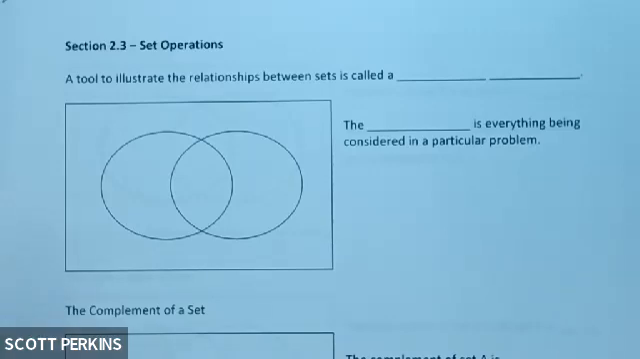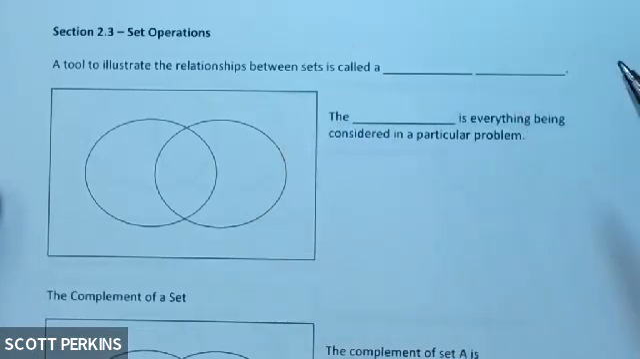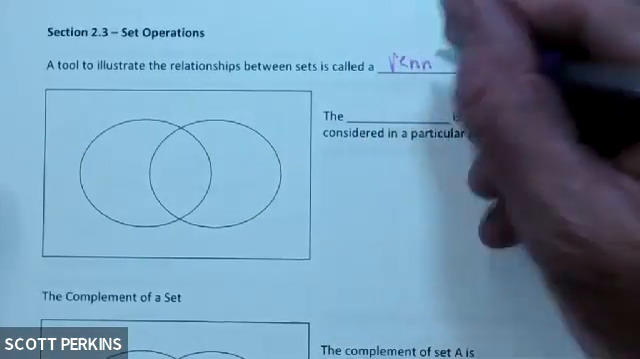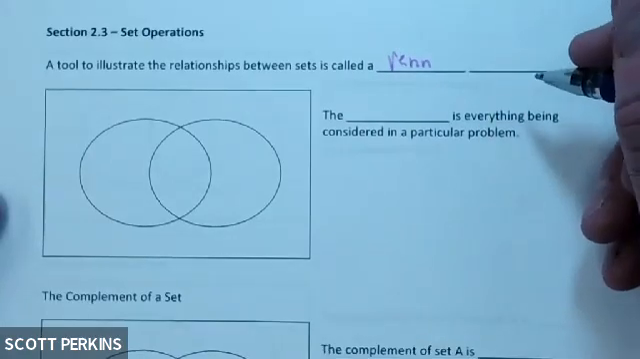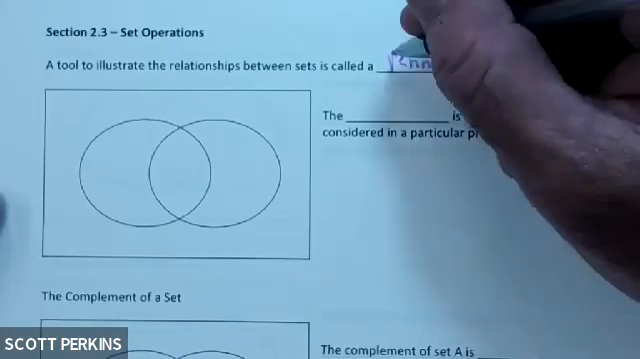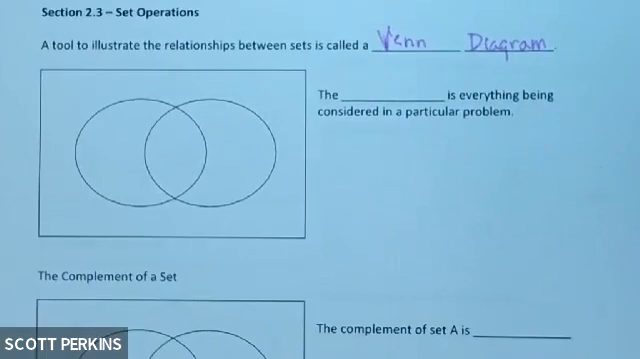And so in order to do these operations, we use a tool, and you can see a bunch of them on the sheet that I gave you. A tool to illustrate the relationships between sets is called a Venn diagram. Okay, the word Venn has two N's, and then diagram. Venn is the name of the mathematician long, long ago in a galaxy far, far away that actually started the area of math called set theory and made these drawings to be able to look at them.